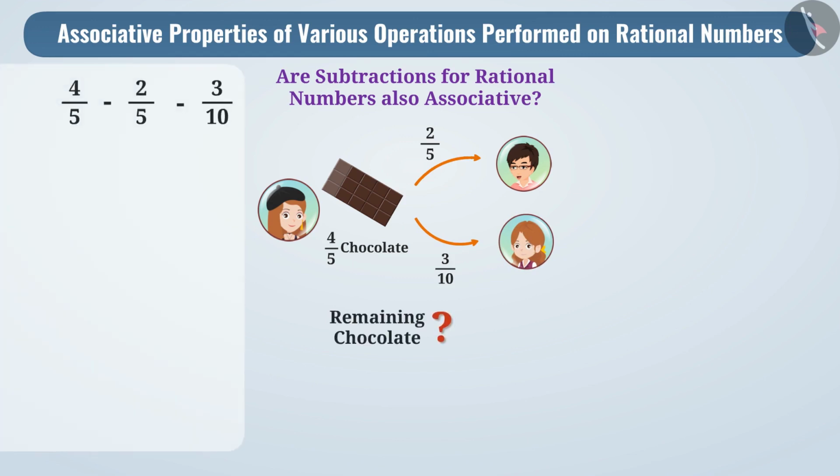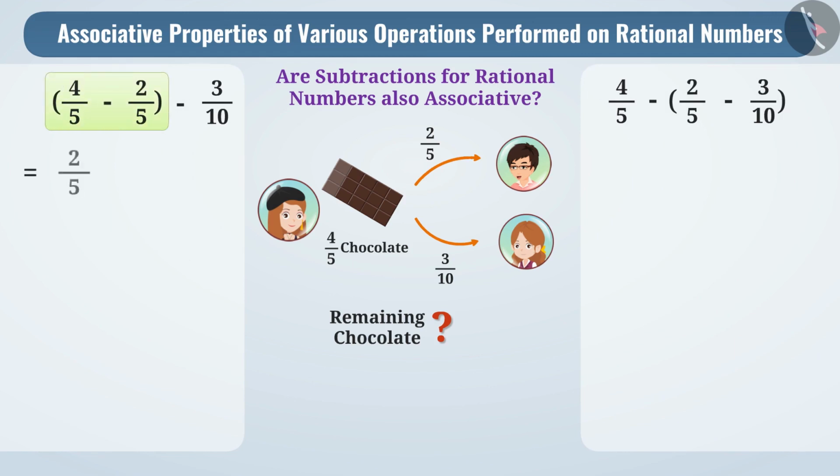Let's solve this by forming different groups. If we make a group of 4 by 5 and 2 by 5, then we will get 2 by 5 as a result of 4 by 5 minus 2 by 5. If 3 by 10 is subtracted from it, the result will be 1 by 10. Now, pause the video and find out if it is solved by forming a group of 2 by 5 and 3 by 10, what will be the result?